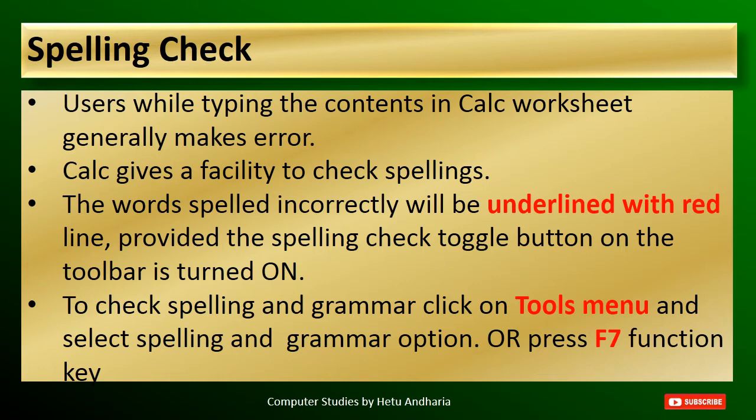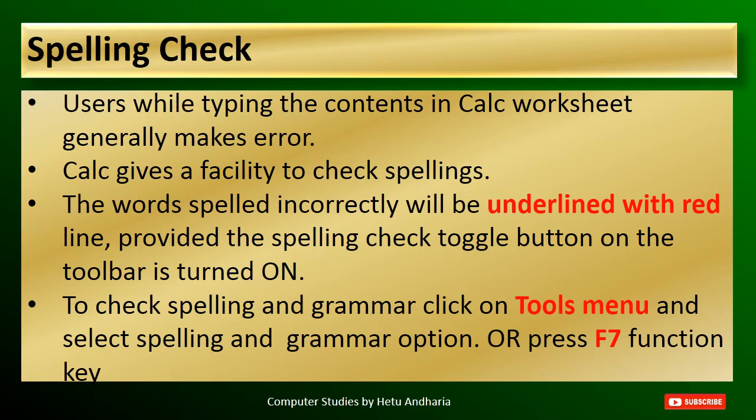So Microsoft Excel has given a facility to check spelling. Now, the word spelled incorrectly will be underlined with a red line, provided the spelling check toggle button is on through the toolbar. Now, this is given in the textbook, but it is wrong information. This toggle button and all these things are only there in Microsoft Word. It is not there in Excel. But since it was given in the textbook, I have typed this sentence.